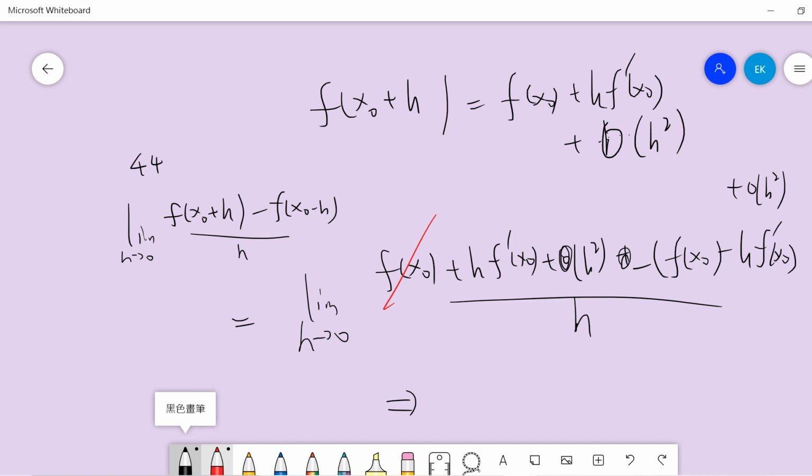So f prime of x0 and some leading coefficient h squared, divided by h. So you get this term cancel, then you get 2 f prime of x0 plus some big O term. So this term goes to 0 as h goes to 0. So the answer is a.